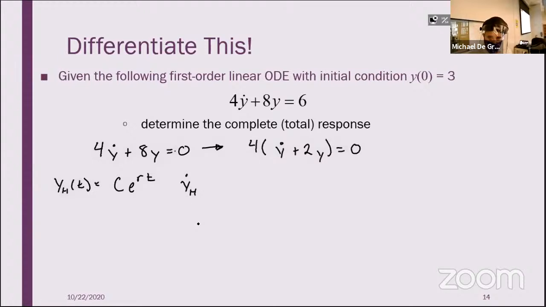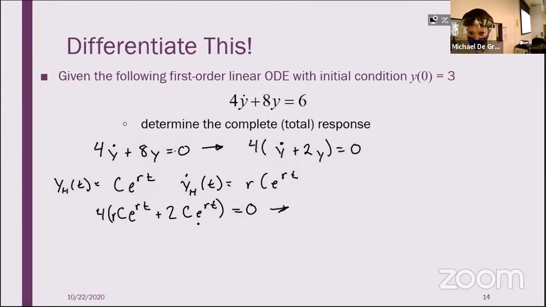And so I have to take y dot h of t, which is going to be r c e to the rt, right? Then I got to plug these in to my equation. So I'll have 4 times r c e to the rt plus 8 times c e to the rt is equal to 0, right? I can algebra this, so I'll get 4 times r plus 2 c e to the rt is equal to 0, right? How did you get there?